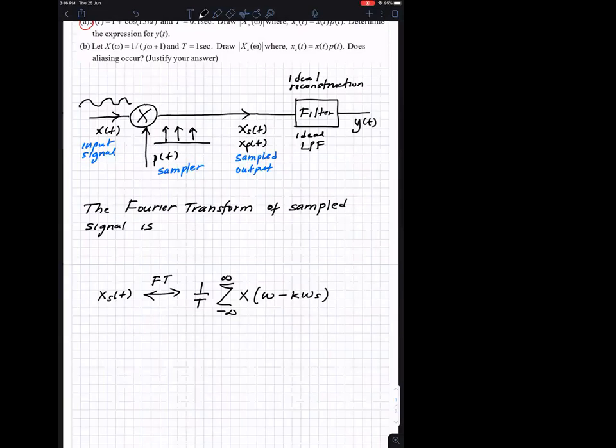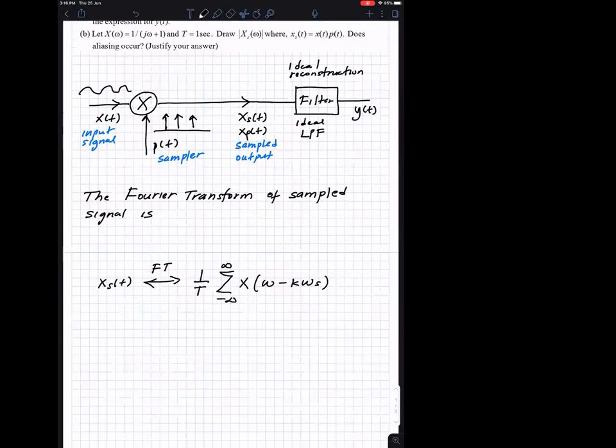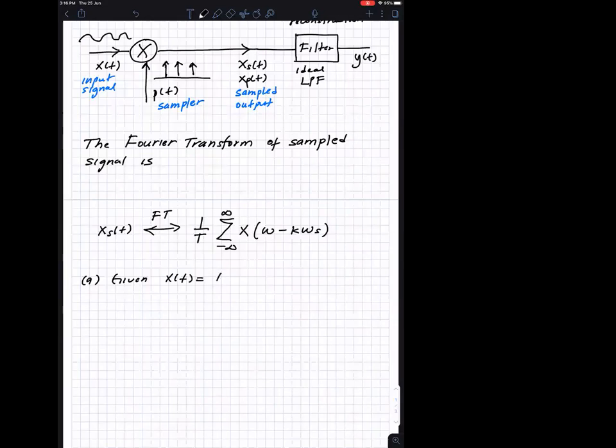Okay, now you're given that your input signal is 1 plus cosine 15 pi t. T is equal to the sampling interval. When you are given T, it is understood that this is the sampling interval.